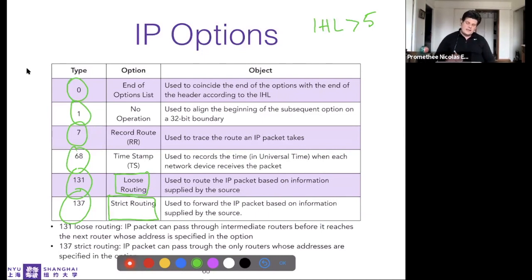Another thing that is interesting is that option here. One of the homework questions is about the record route. And what does it mean? It means that when my packet goes through routers, the routers are going to record their IP address in the option. So let's see how it works.